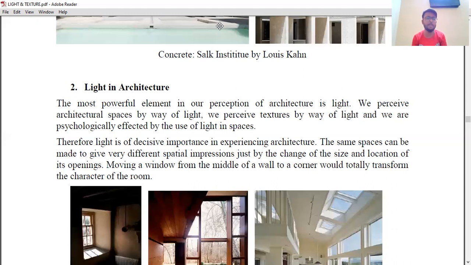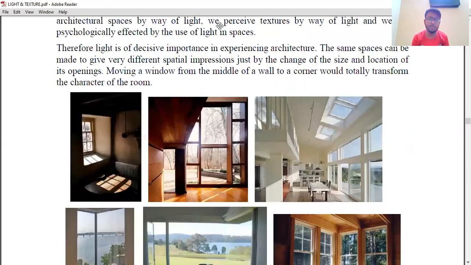The same space can be made to give very different spatial impressions just by a change of the size and location of its openings. Moving a window from the middle of a wall to a corner would totally transform the character of the room. Definitely, you have a window at the center of a wall like this.